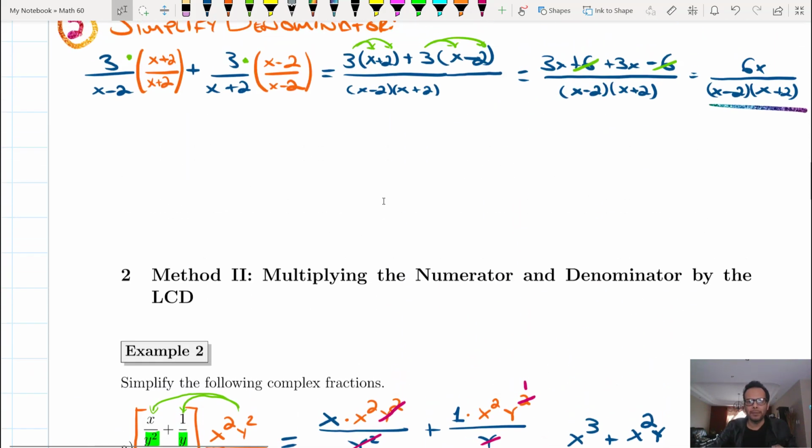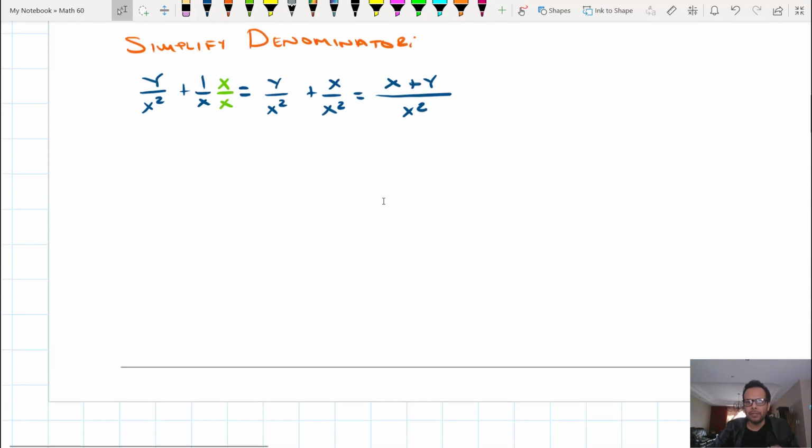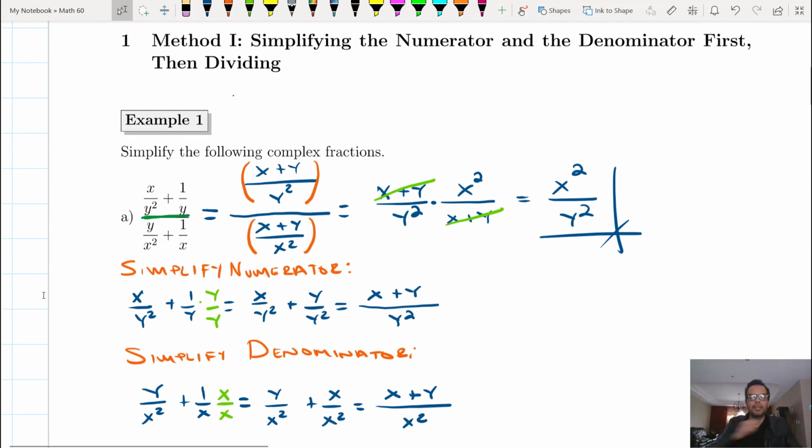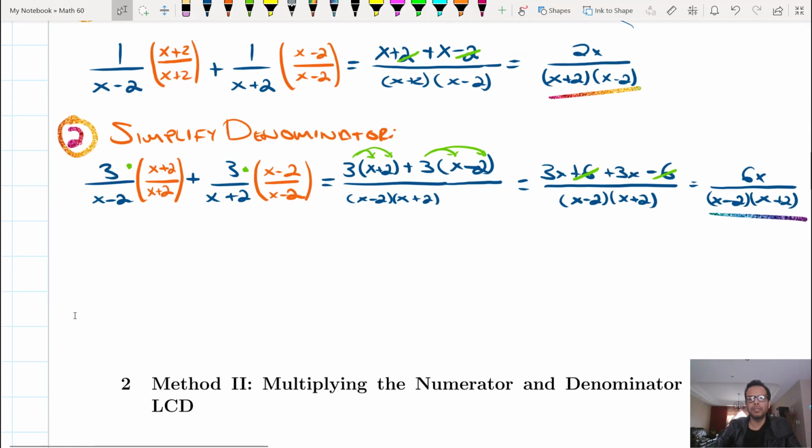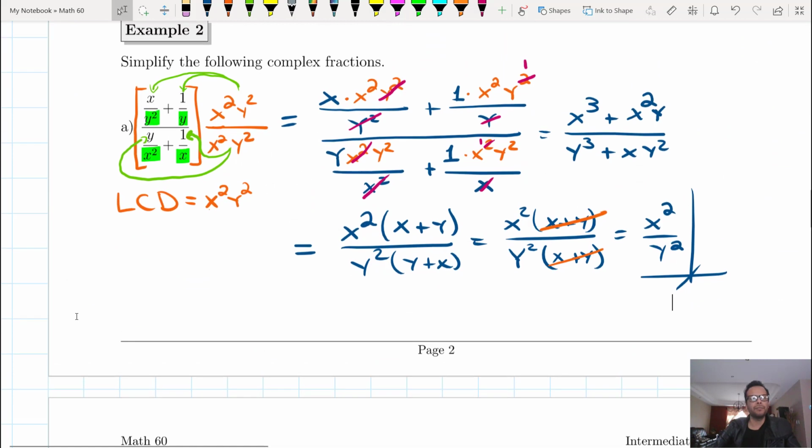Let's go back. I'm going to scroll a little bit back to method 1, in which we simplified this problem using a different technique, but we got the same result. Let's compare 2 different methods, the same result.